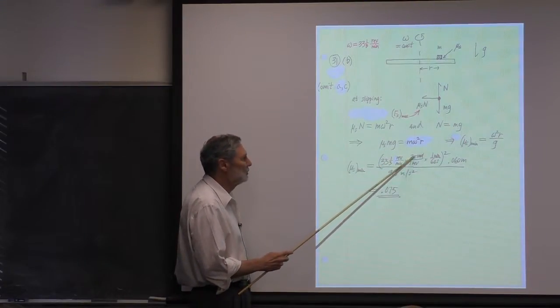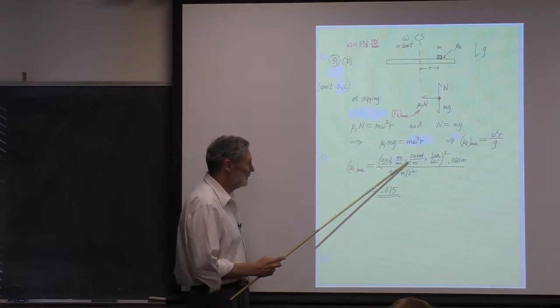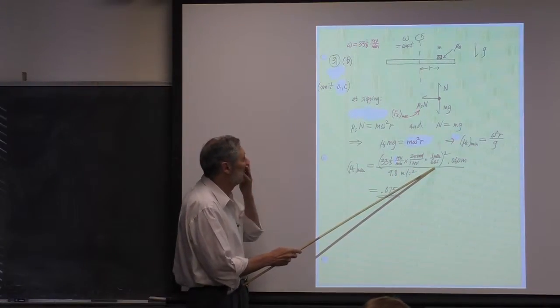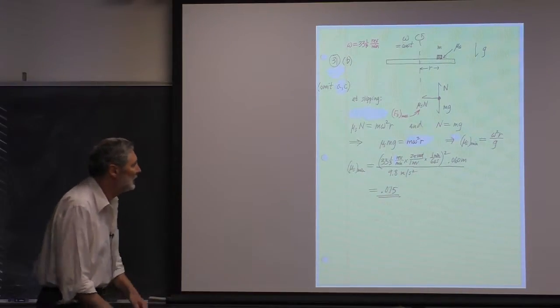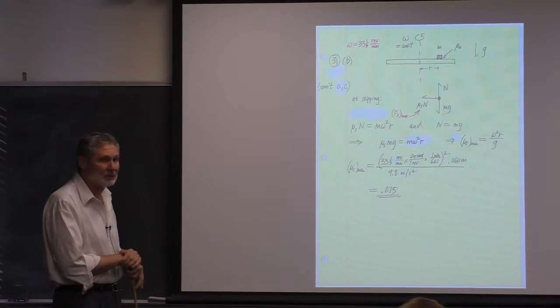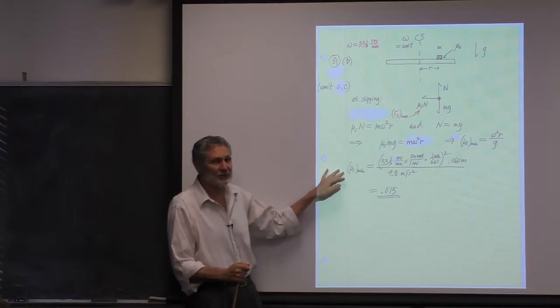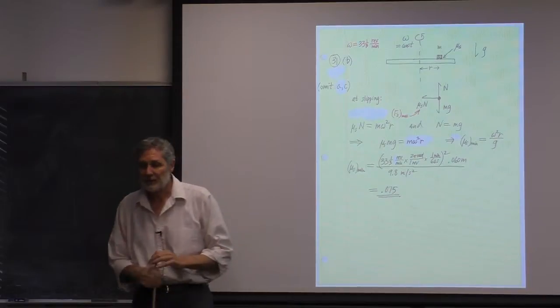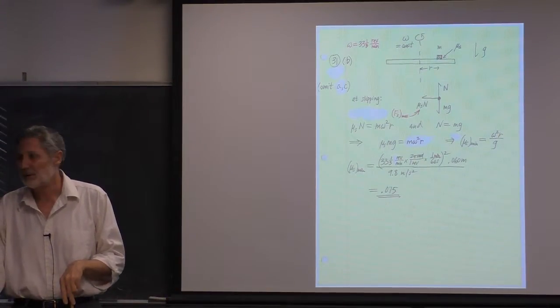1 revolution is 2 pi radians. We've done some similar before. I want to get rid of the minutes. So 1 minute is 60 seconds. So I punch this in and I get a value, 0.075 in this case. Remember, it's dimensionless. Coefficients of friction are dimensionless. Okay, any questions about that one?